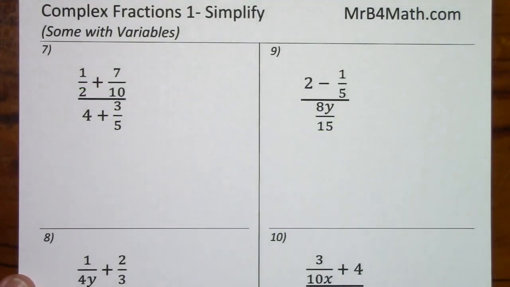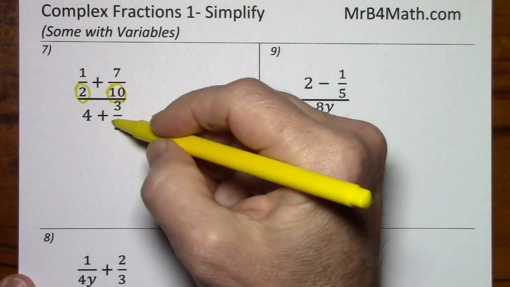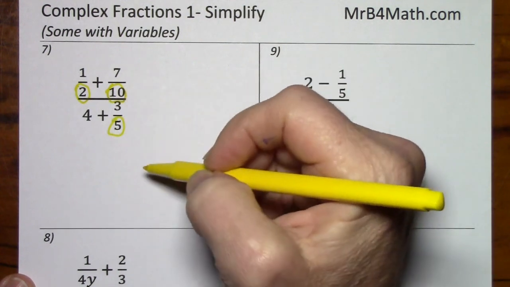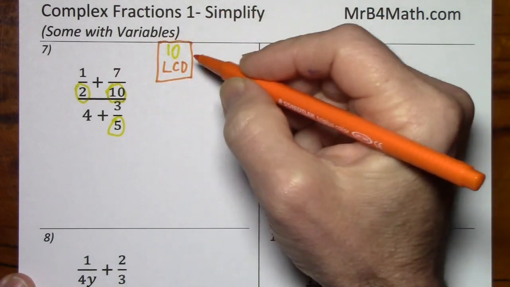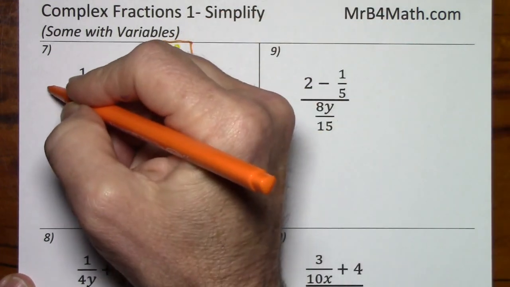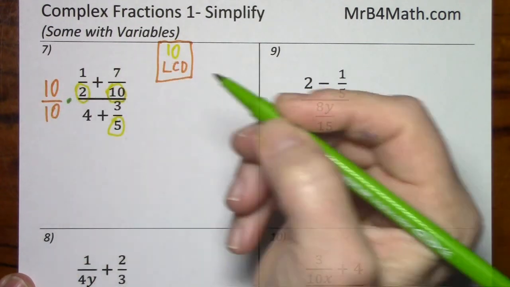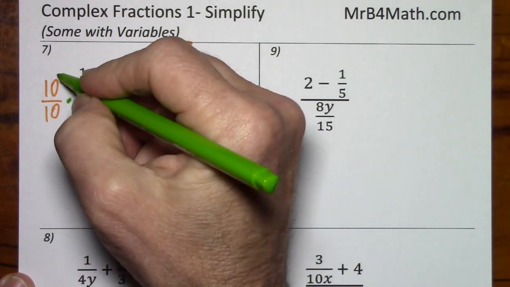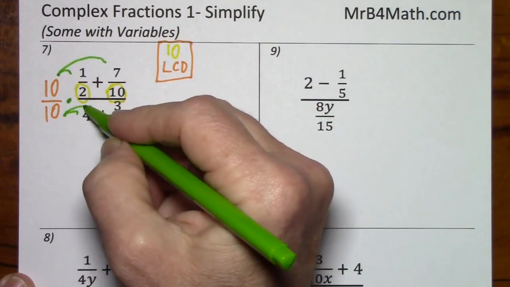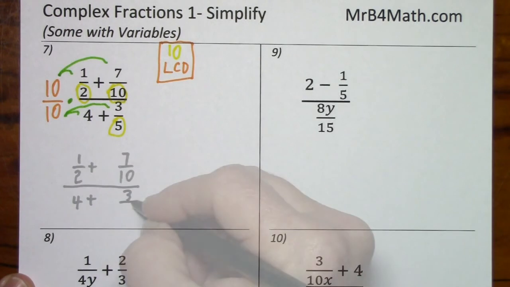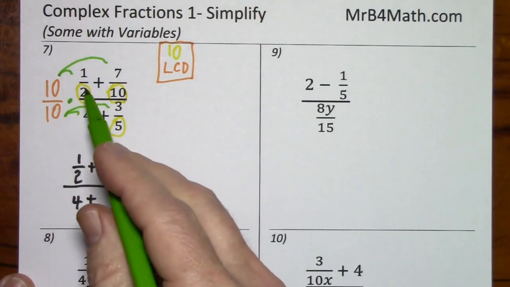Looking at number 7, we'll focus on just the denominators, 2, 10, and 5. 10 is the least common denominator. So we'll multiply by 10 over 10. That means the 10 is distributed to each term in the numerator and each term in the denominator. Distributing the 10.